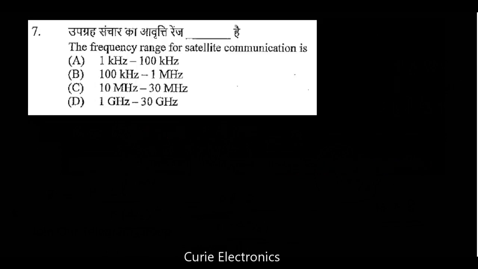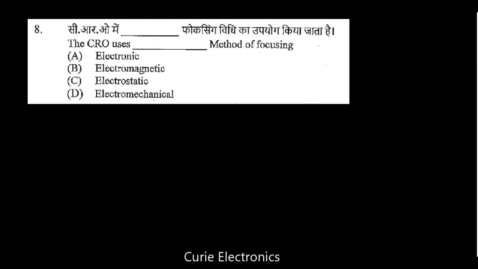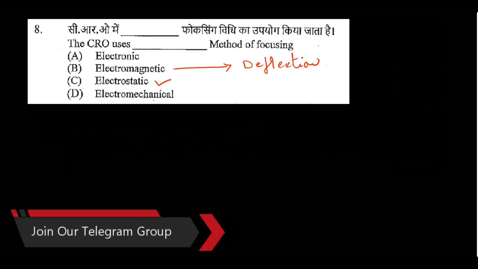Question number 7. The frequency range for satellite communication is, for satellite communication we use frequency in gigahertz range. So it is from 1 gigahertz to 30 gigahertz. Question number 8. The CRO uses dash method of focusing. See, the focusing is electrostatic focusing, but for deflecting the electron beam, we use the electromagnetic deflection method. For deflection, electromagnetic, but for the focusing, it is electrostatic.